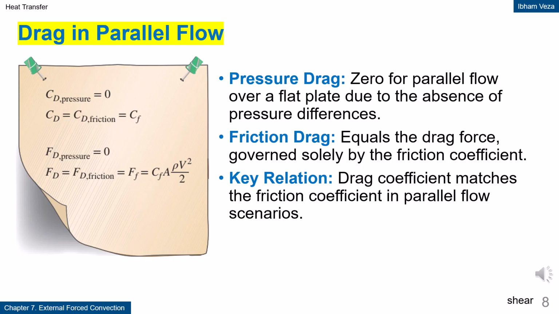Drag in parallel flow. This slide explains that in parallel flow over a flat plate, there is no significant pressure drag. The entire drag force comes from friction between the fluid and the surface. Therefore, the drag coefficient is equal to the friction coefficient. This simplification is very helpful in engineering analysis because only one mechanism needs to be considered. This concept is often used in analyzing flow over long flat plates.